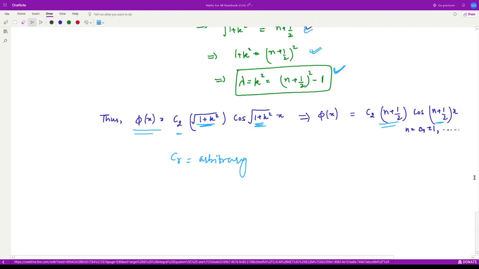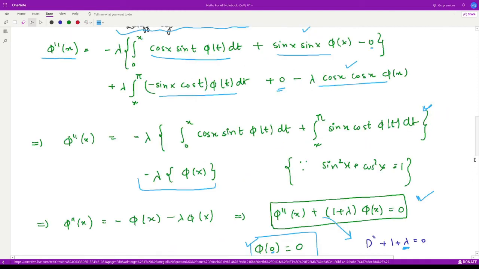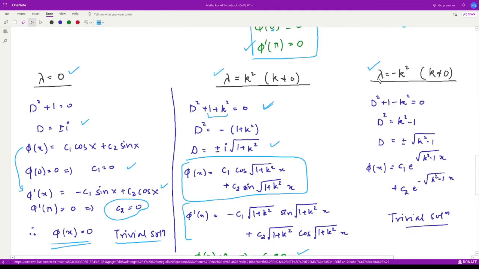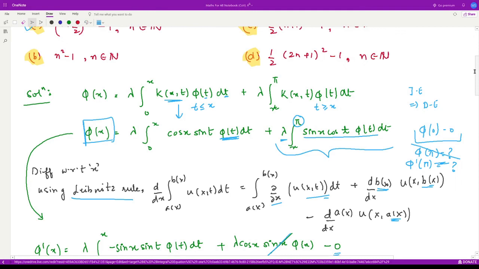So this is our eigenfunction if we require. And in the third case, let us also discuss that. We have lambda is equal to minus k square, which is negative. When you solve this, you will get something of this kind. And when you substitute the boundary conditions into this, you will see we again get the trivial solution. So the only non-trivial solution obtained in this case is when lambda is k square, that is positive. So I hope you understood this question. Thank you for watching.